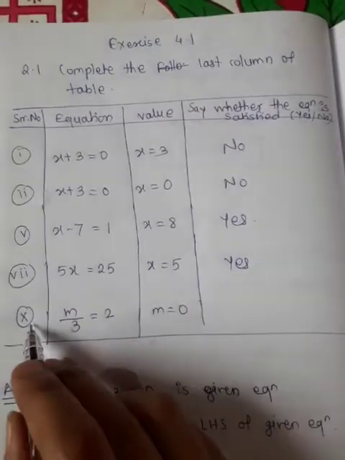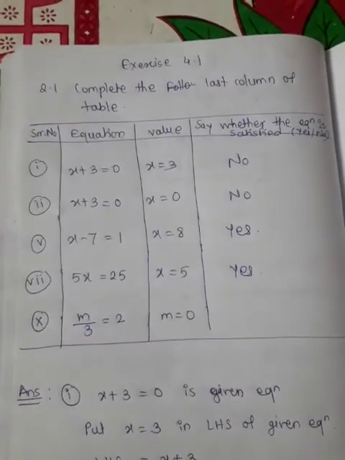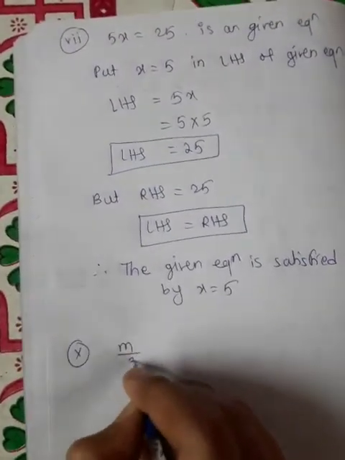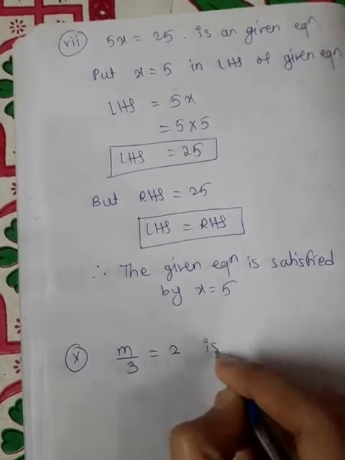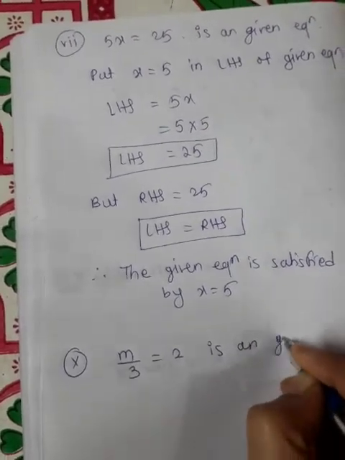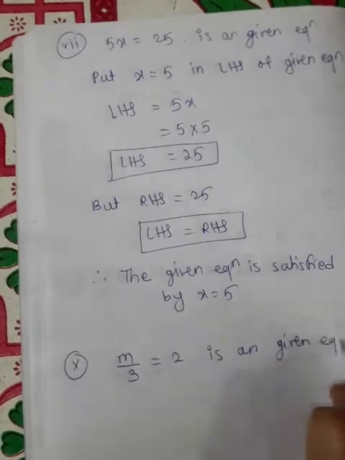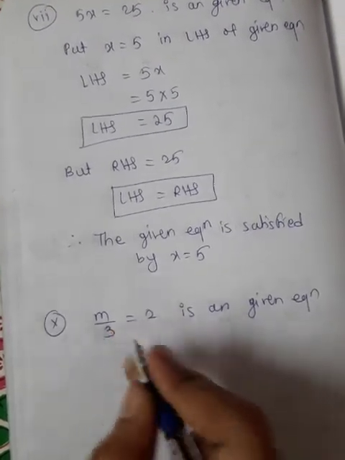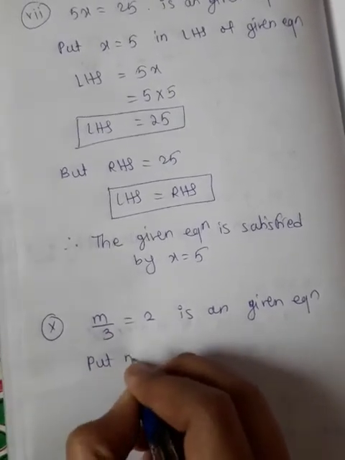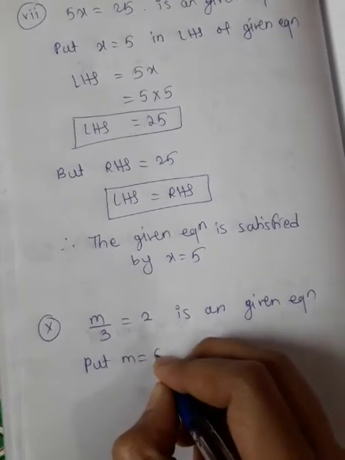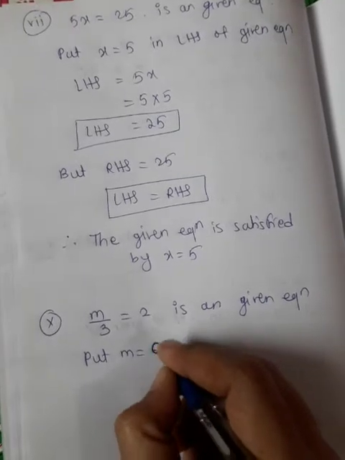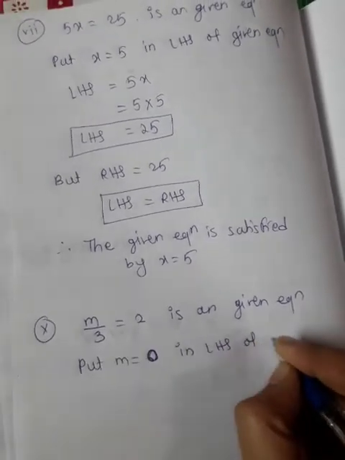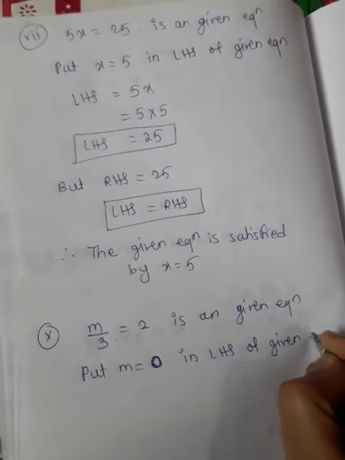So now check the 10th equation. What is the 10th equation? m divided by 3 is equal to 2 is the given equation. Okay, and we have to check whether m is equal to 0 satisfies the given equation or not. So put m is equal to 0 in the LHS of the given equation.